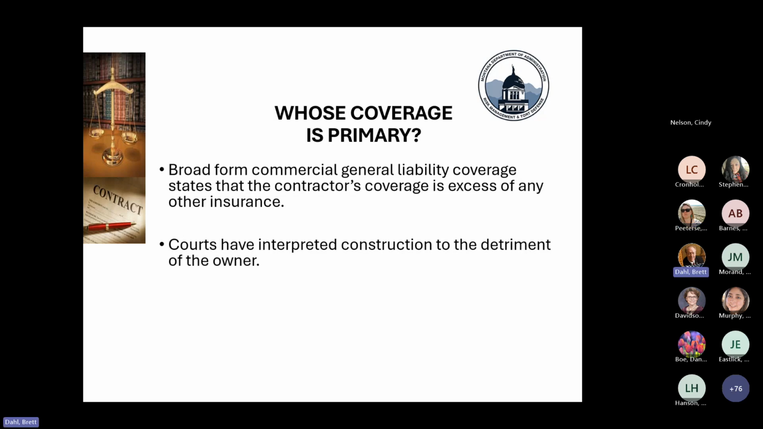That's just probably the best way to answer it. Courts have interpreted contracts to the detriment of the owner. So if you're writing a contract, and you all do that a fair amount, and you work maybe with your attorneys or your program managers, and the contracts aren't clear and unambiguous, they're often construed to your detriment.